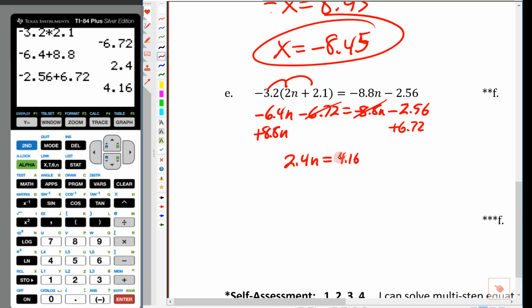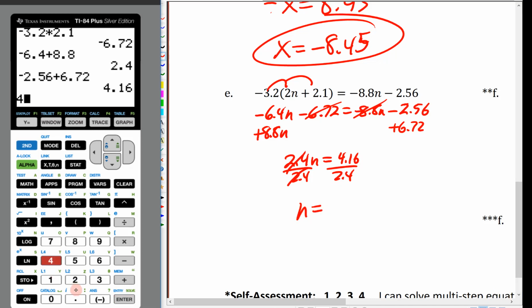And it just so happens that the other side is also positive, so that we're much less likely to make mistakes in this case. So we're going to divide both sides by 2.4 and see what this spits out right here. Again, kind of a pain here. You have to use a calculator.